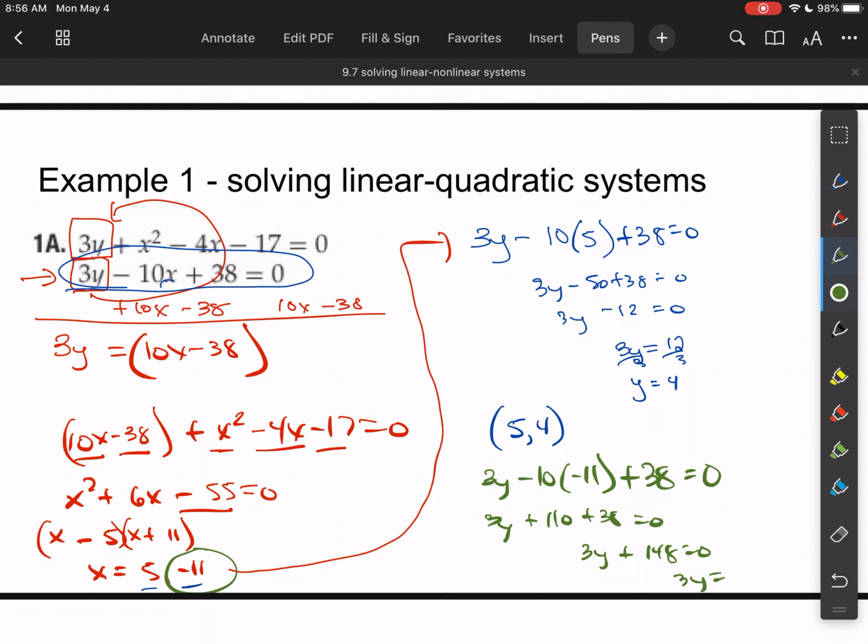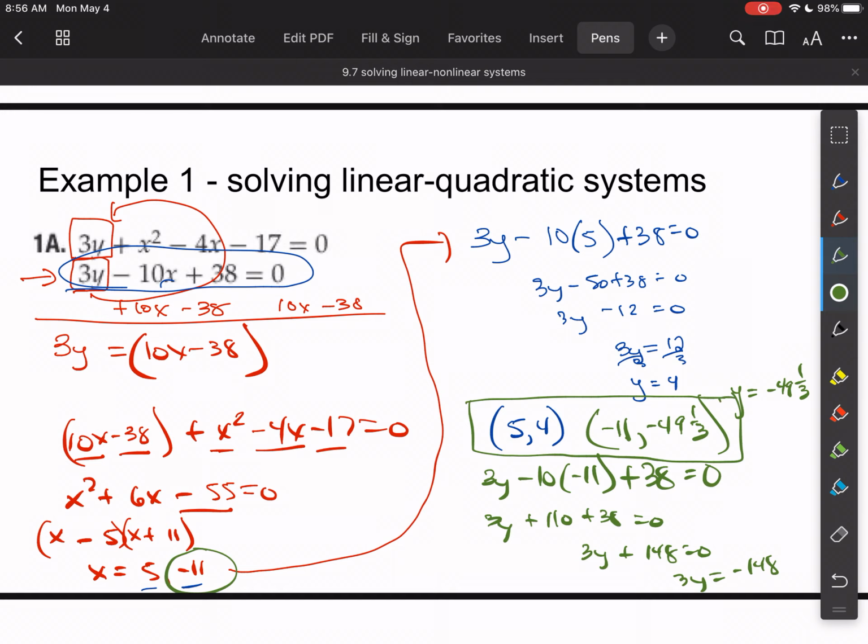Therefore, 3y is equal to negative 148. Divide both sides by 3, and I get y is equal to negative 49 and a third. So my second solution to this problem would be, when I plug in a negative 11 for x, I get negative 49 and 1/3 out. Boom. Those are your two solutions to this linear quadratic system. All right, so those are your two answers for 1A.